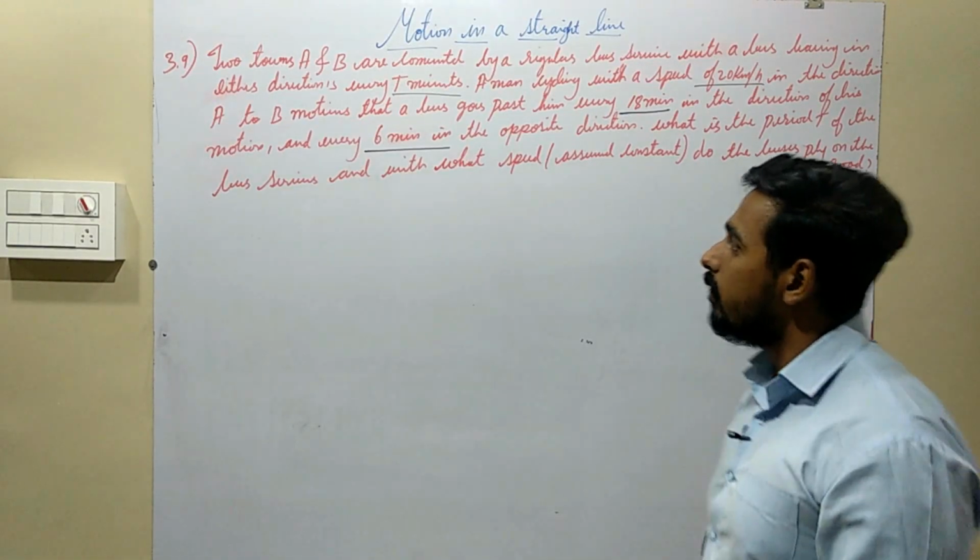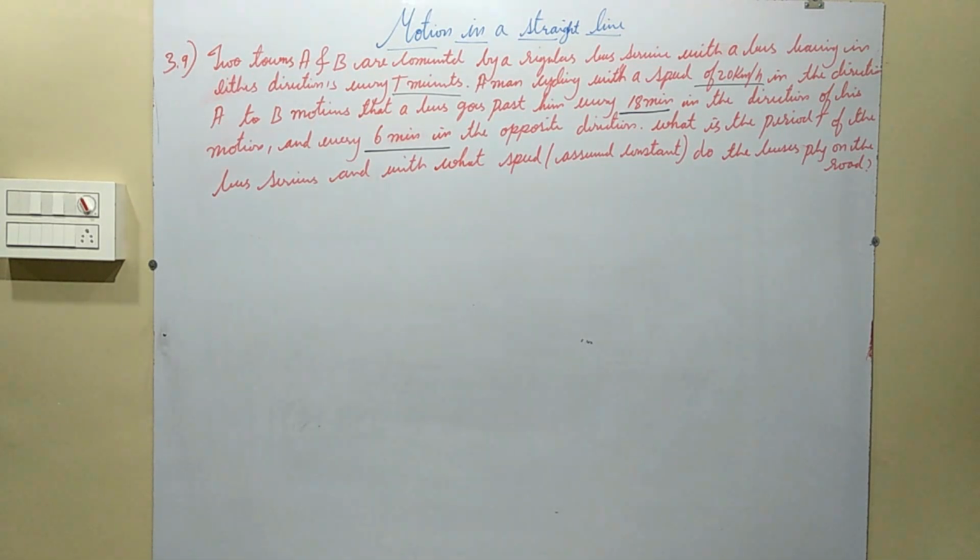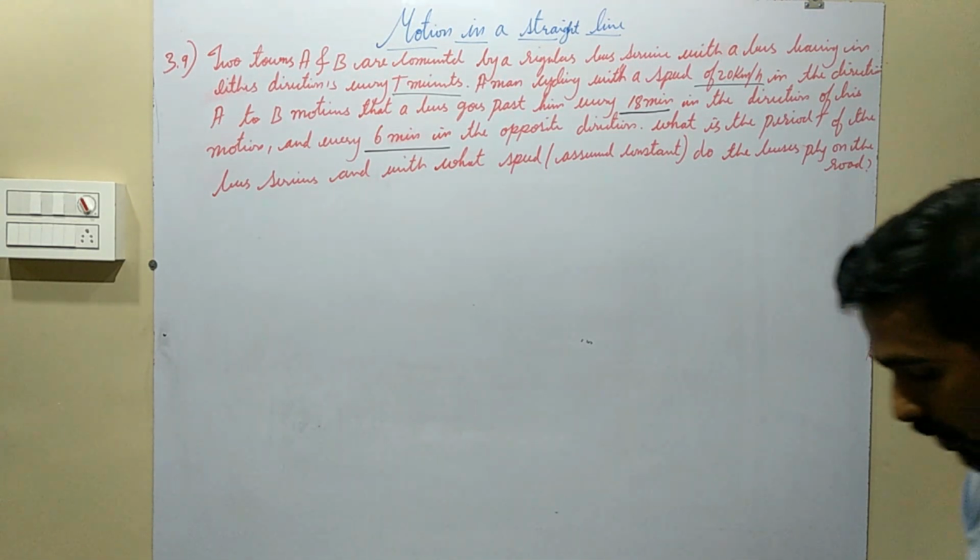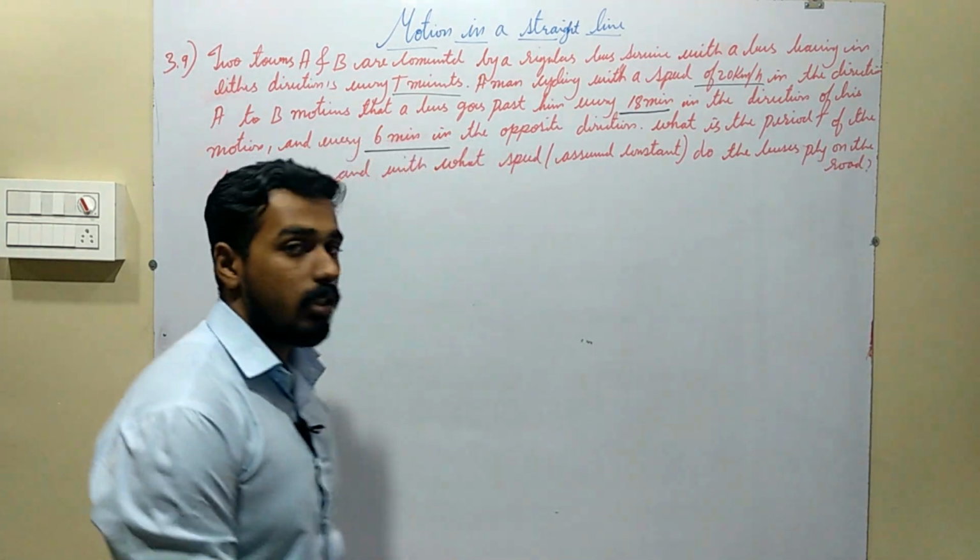Okay, next question we have. Two towns A and B are connected by a regular bus service, with a bus plying in either direction every T minutes. A man cycling with a speed of 20 km per hour in the direction of A to B notices that a bus goes past him every 18 minutes in the direction of his motion and every 6 minutes in the opposite direction. What is the period T of the bus service, and with what speed do the buses ply on the road? Speed is assumed constant.